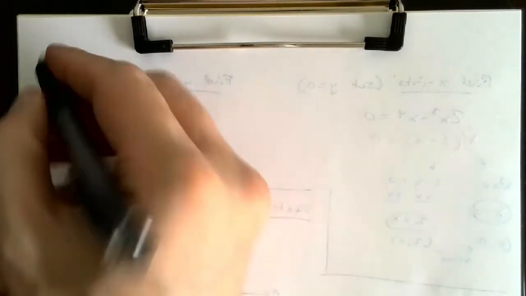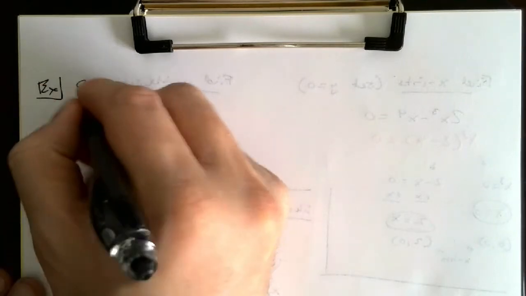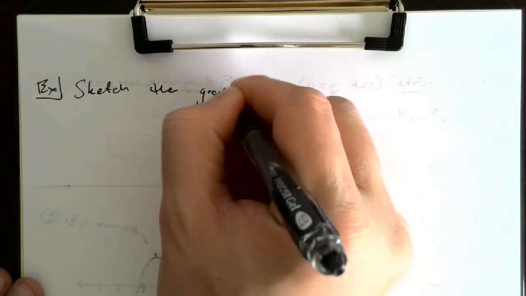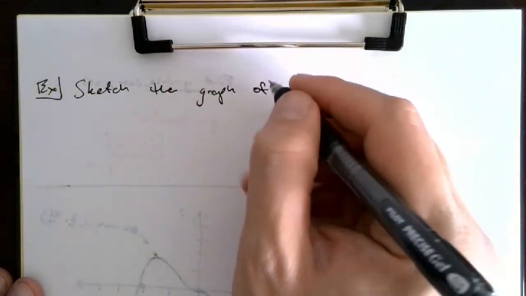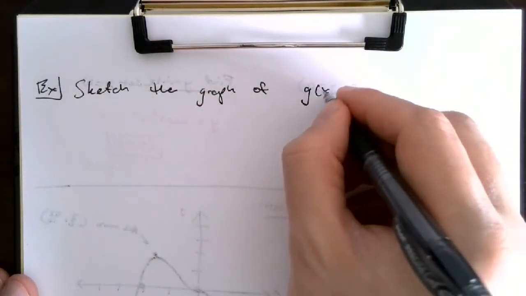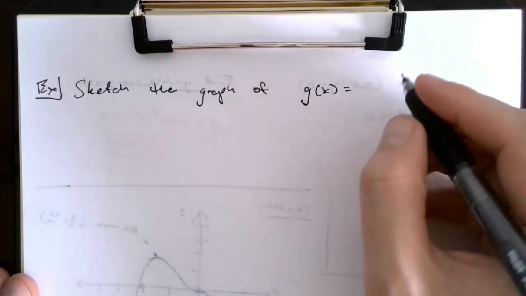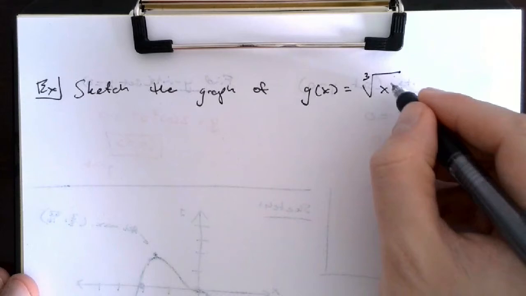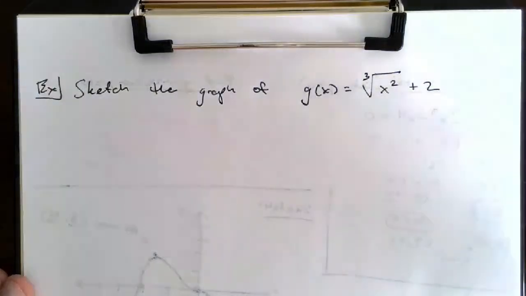If I said to sketch this one here, sometimes they might just say sketch the graph. So sketch the graph of g of x equals the cubed root of x squared plus 2.